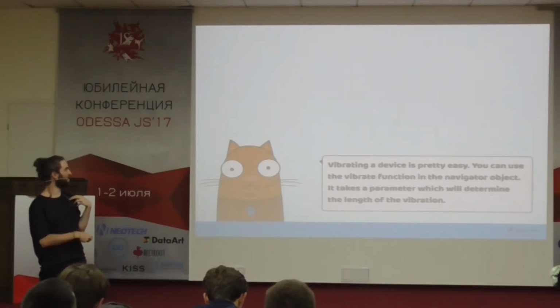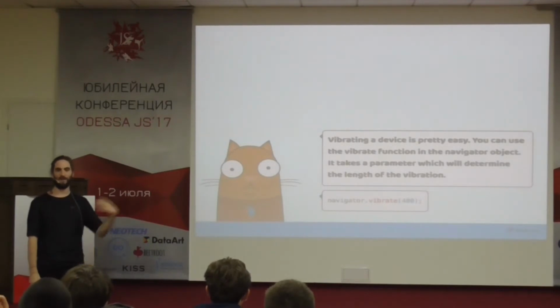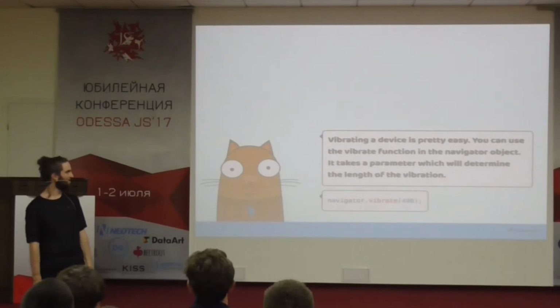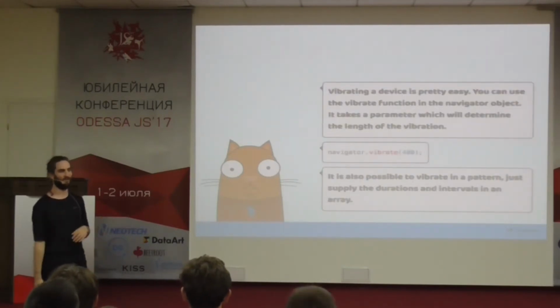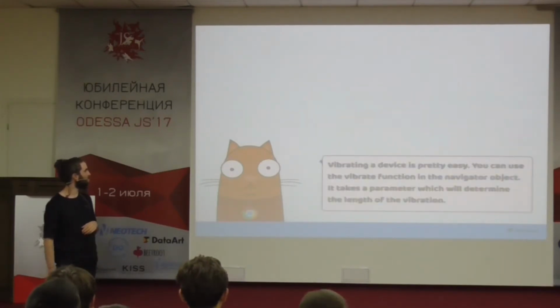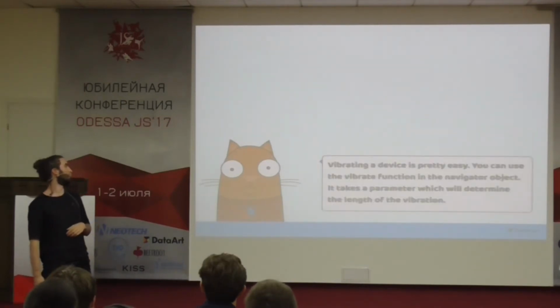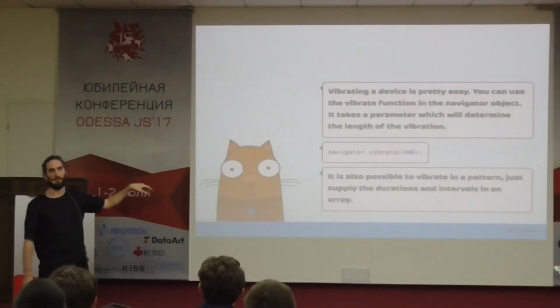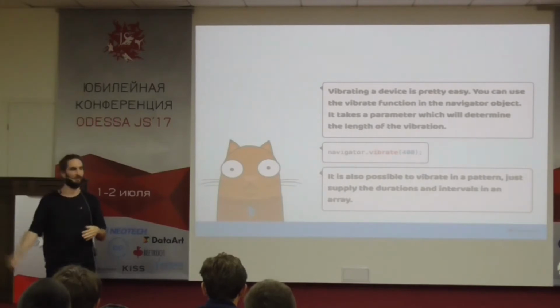So, it's on the navigator object again. All you have to do is call navigator.vibrate, say vibrate for 400 milliseconds. That's it. Of course, you want to vibrate SOS or some cool pattern or stuff like that. You can also provide an array instead of just a number, and then it will be the time that it vibrates, the interval that it pauses, then it vibrates, and so on, and so on.